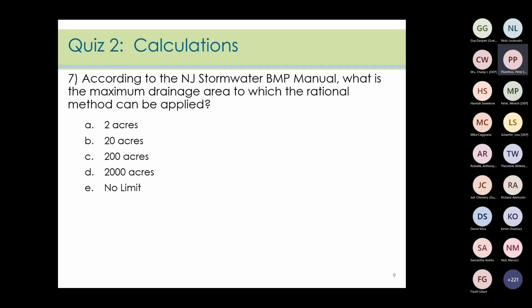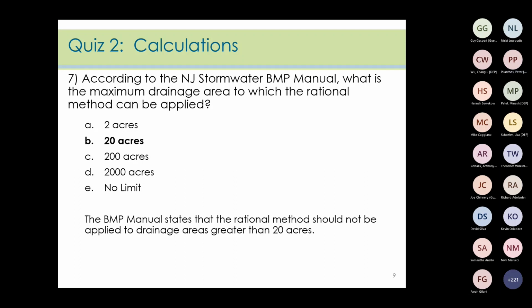Number 7. According to the NJ Stormwater BMP manual, what is the maximum drainage area to which the rational method can be applied? And the correct answer is 20 acres. If the coverage of the site is greater than 20 acres, do not use the rational method in that scenario.